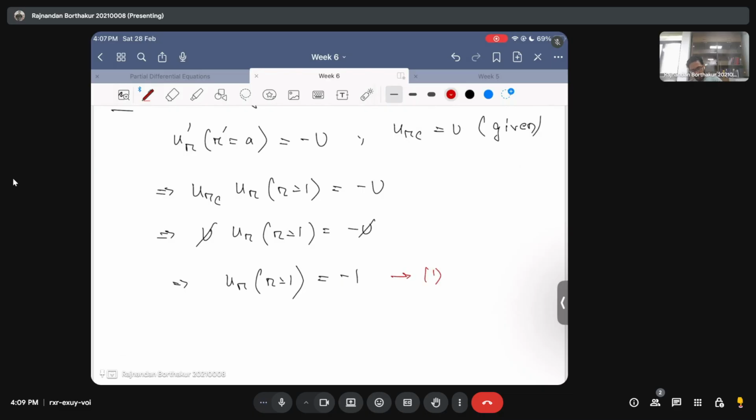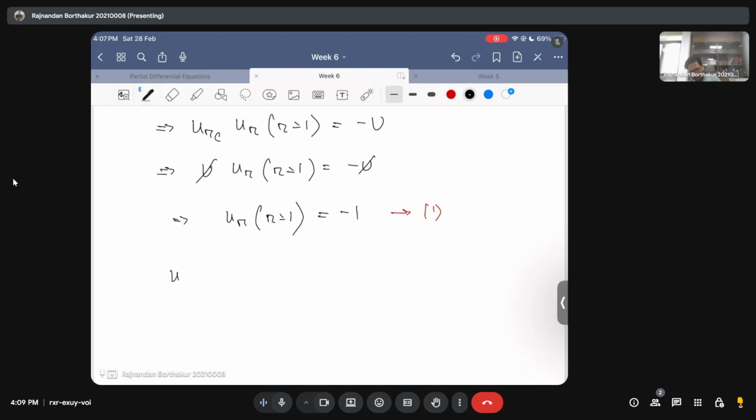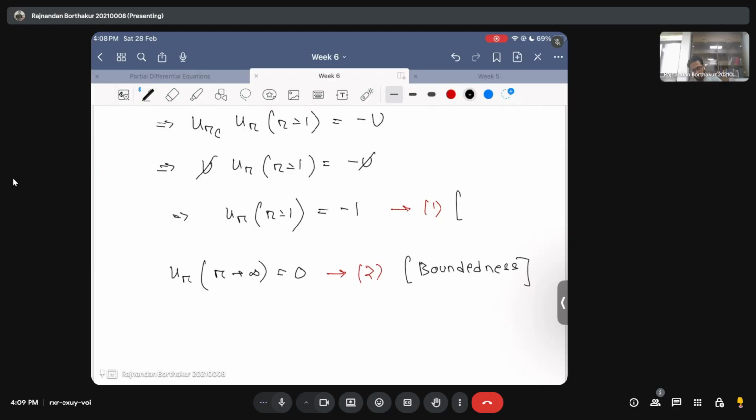That's the first thing. And then let's see this. What is ur, my non-dimensional velocity field in the r direction, at r tending to infinity? I know that this is 0, because of the boundedness condition. So this one is the suction at the interface, and this one is your boundedness boundary condition.